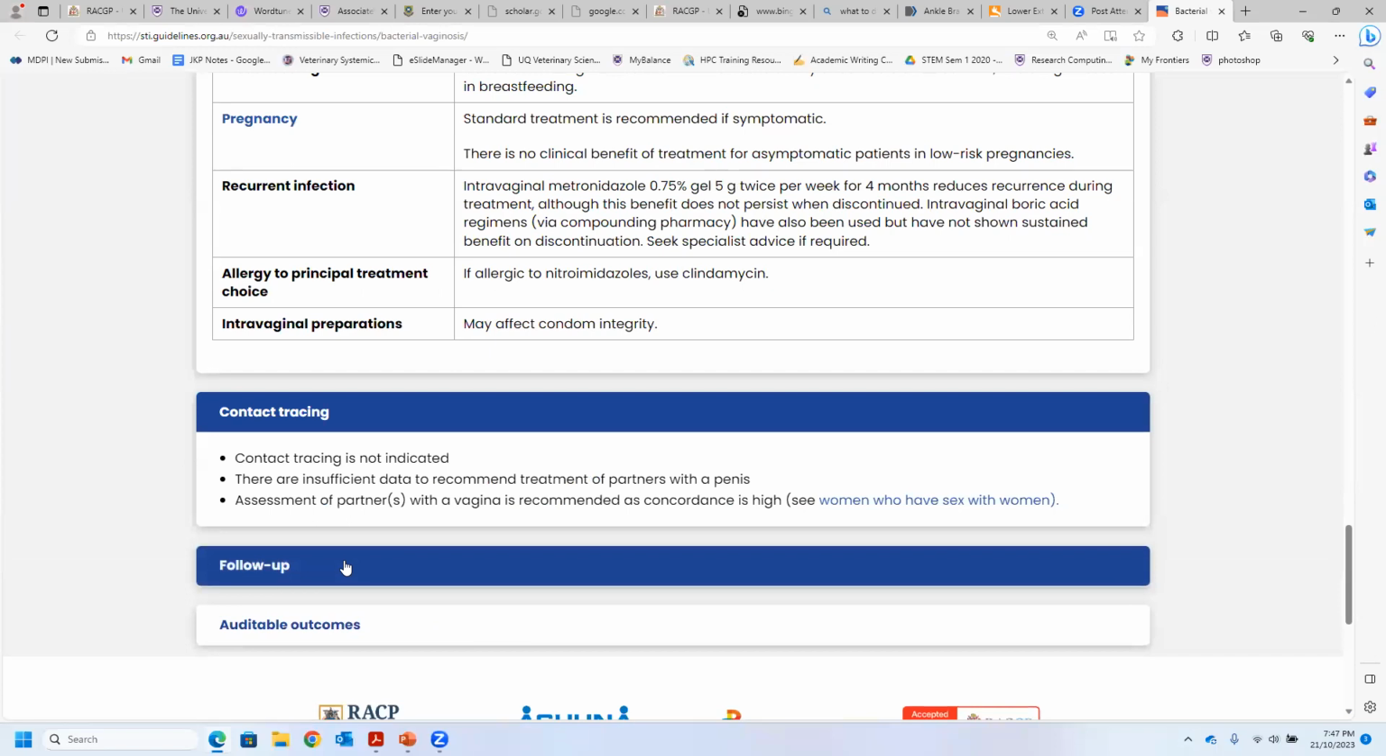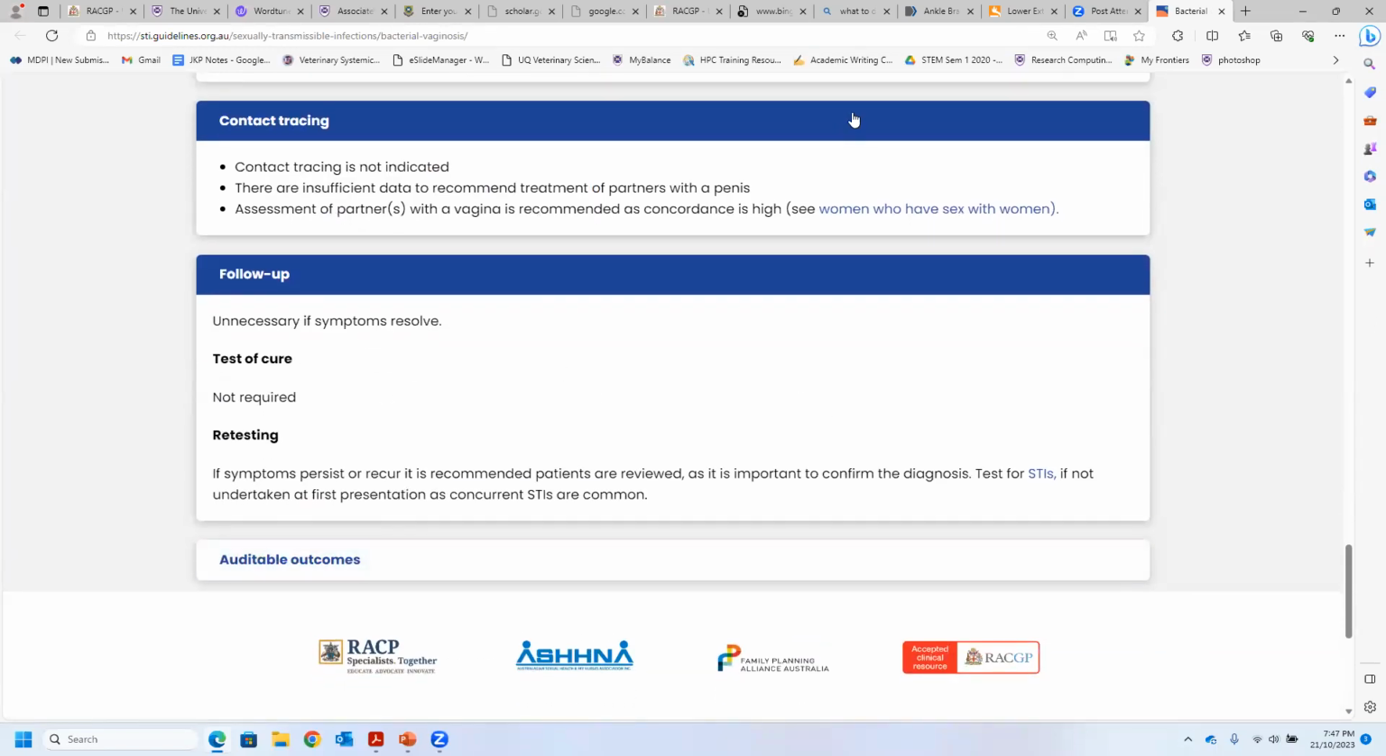Contact tracing is also required. Follow-up is not necessary in these patients. Is it clear, guys?